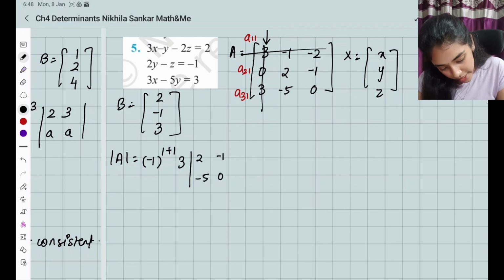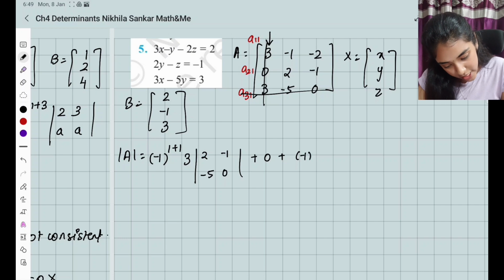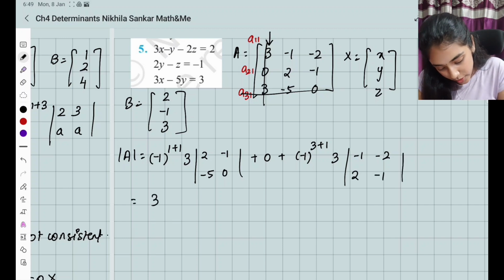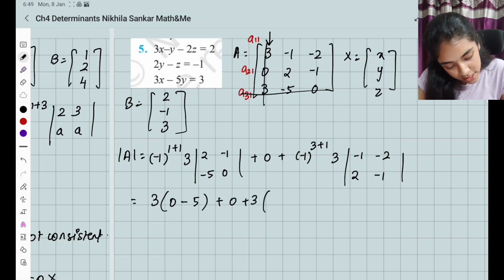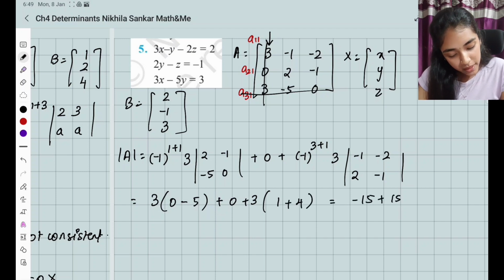of 2 minus 1 minus 5 0, then plus 0 plus, then minus 1 to the power 3 plus 1 times here 3 is there, the determinant is going to be minus 1 minus 2 2 minus 1. When you take the determinant you have 3 times 0 minus 5 plus 0 plus 3 times 1 minus of minus 4. So 1 plus 5. So from this you have minus 15 plus 15, which is going to be 0. So determinant A is 0.